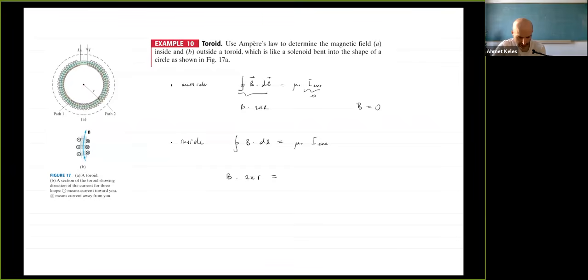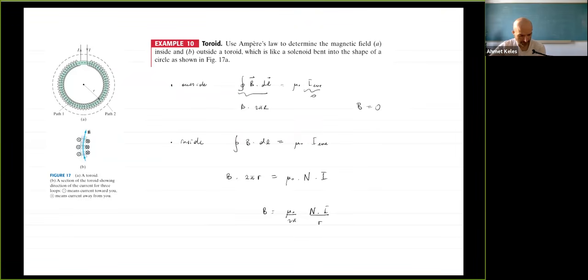And I need to calculate the total current inside. It's going to be mu0 times however many loops I have, I don't know, 1, 2, 3, 4, 5, 6, n, times the current flowing through the wire, which is I. Then B inside the toroid is mu0 over 2 pi n times I over R.